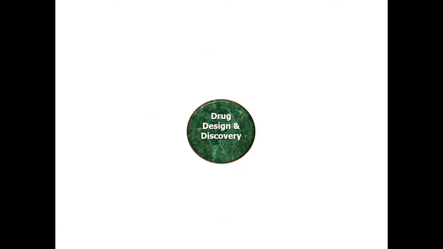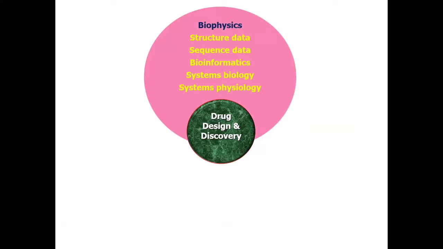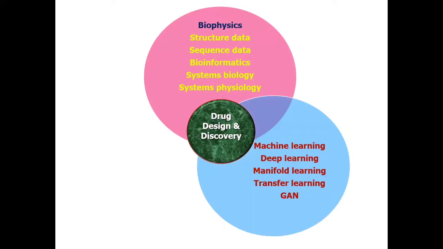So for drug design and discovery, typically you make use of biophysics and structured data, sequence data. This is something we are doing. And also, a lot of people in this room already use machine learning, deep learning, manifold learning, transfer learning, and the GAN. I'm going to talk about GAN a little bit more later on.